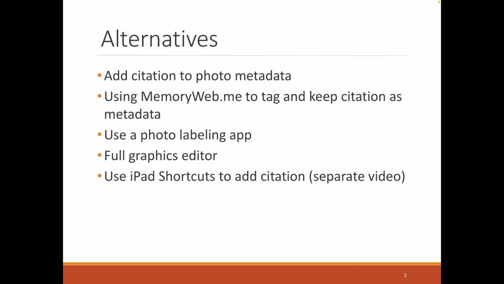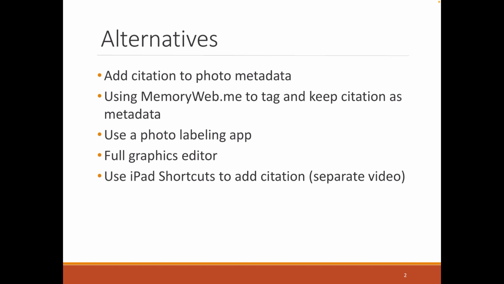One is to add a citation into your photograph metadata, and metadata is that data that's carried around in the background with your photograph, and it moves with your photograph. Another tool is a subscription service called MemoryWeb, where you can tag and keep citations in your tags, which is metadata. And this MemoryWeb is designed specifically for family photographs and family history research.